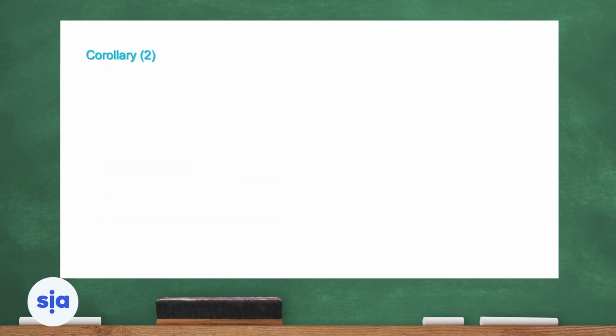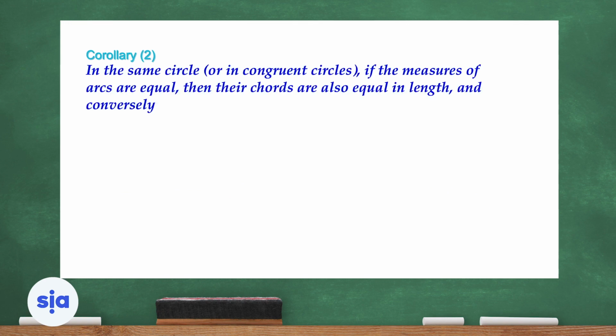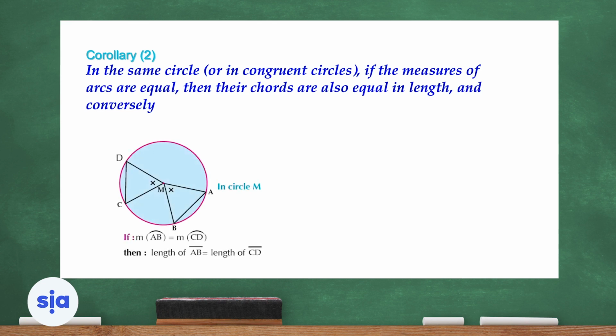Another corollary: in the same circle or in congruent circles, if the measures of arcs are equal, then their chords are also equal in length, and conversely. Let's check it on the circle. Here, in this circle, the measure of arc AB is equal to the measure of arc CD. Then, the length of chord AB is also equal to the length of chord CD.